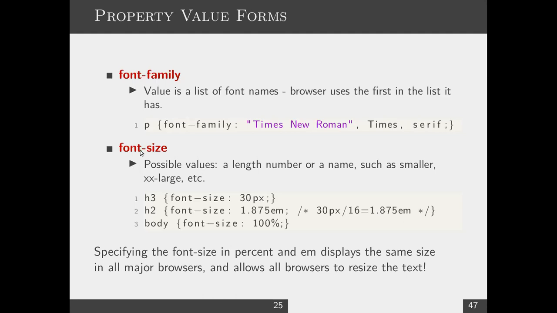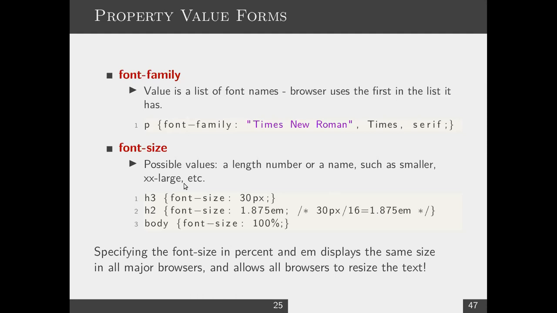Okay. Font size, possible values. You could have a number or a name. You could have things such as smaller. You've seen XX large. So you can have any value here. You could have it in pixels, in EM, or in percentages. You can have a word like XX large or a word like smaller. So any of these can work.